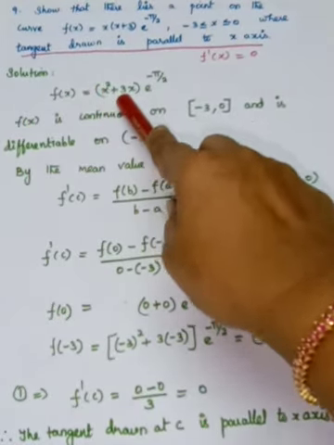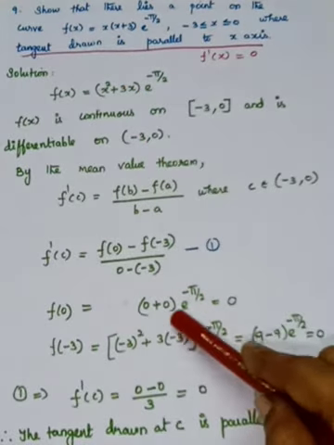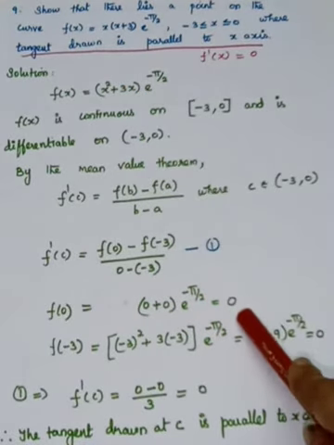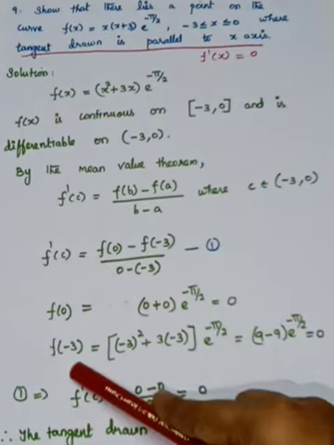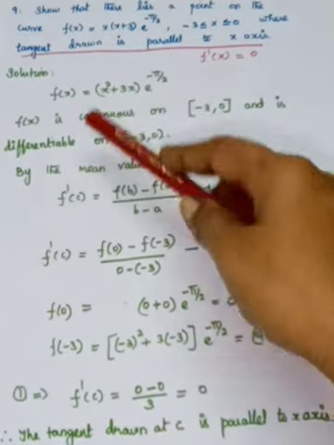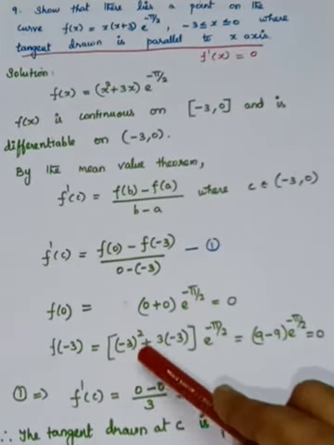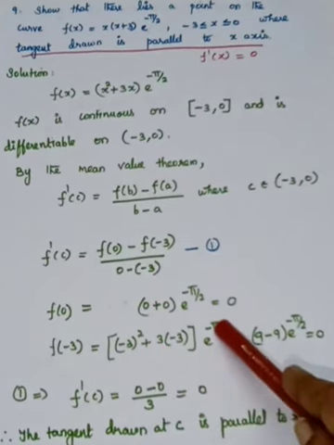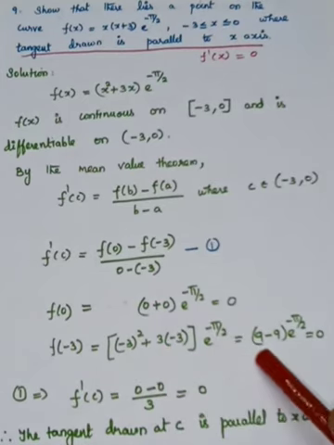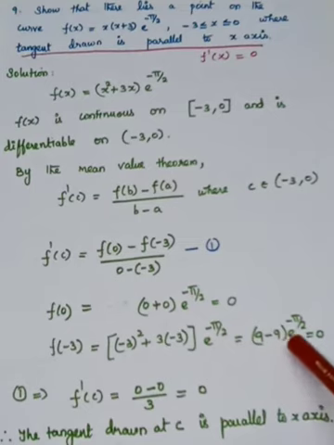So 0 plus 3 into 0 is 0. 0 into e power minus pi by 2 is 0. And if we substitute f of minus 3 here, so minus 3 the whole squared is here, plus 3 into minus 3 e power minus pi by 2. Minus 3 the whole squared is 9. 9 minus 9 e power minus pi by 2. So the answer is 0.